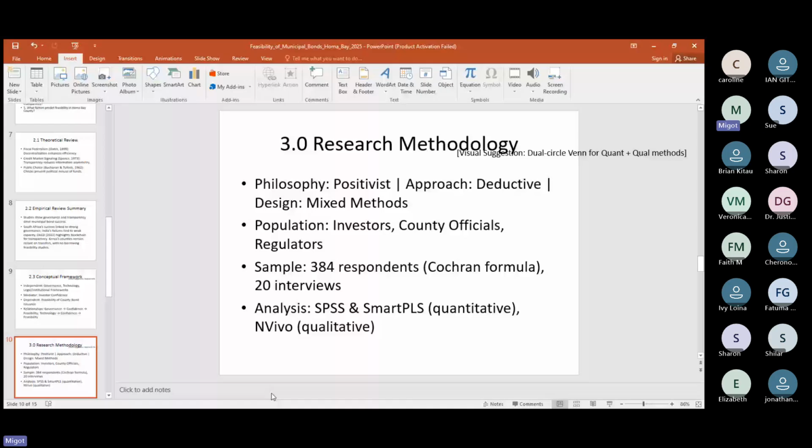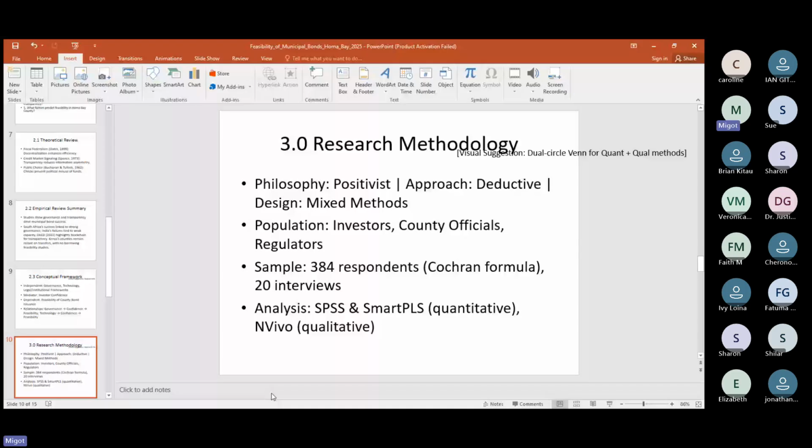So for qualitative one, I'll use NVivo for thematic coding. Integration of results will occur at the interpretation stage. So I think that's it.